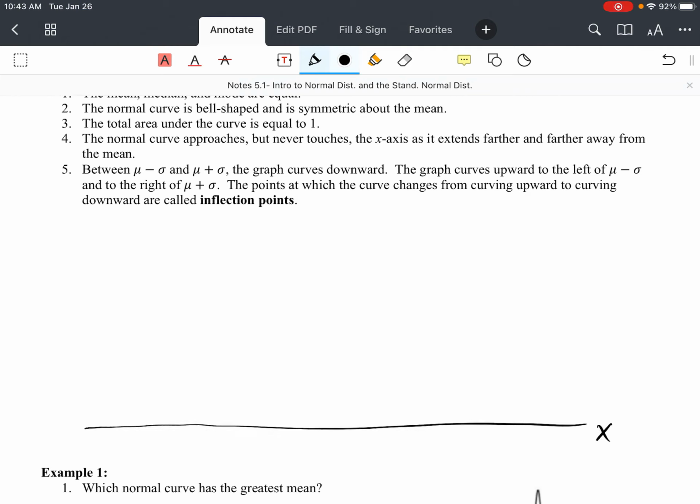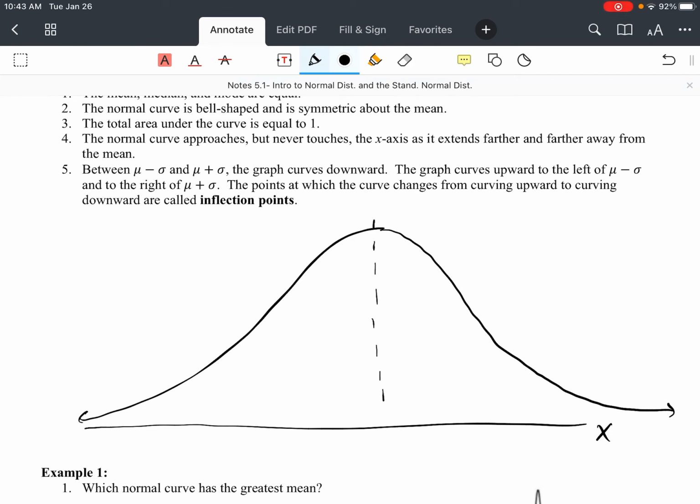curve looks like. So for a normal curve, we have our x-axis, okay? And the curve is going to do a bell shape, so it's going to look something like this. The peak up here is the mean. So this is the average of our graph. The further to the right, the higher the average. The further to the left, the lower the average.